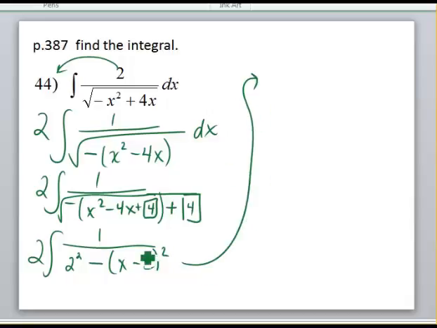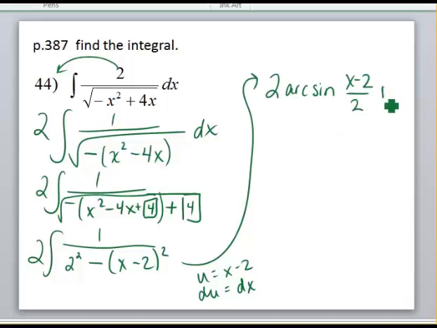Now this happens to be arc sine, so my u is the x minus 2, and because my du just ends up being a dx, I don't need to make a u statement. So I'm just going to say 2, this would be arc sine of u over a, my u is x minus 2 over a, which would be 2, and then I'll put plus c.